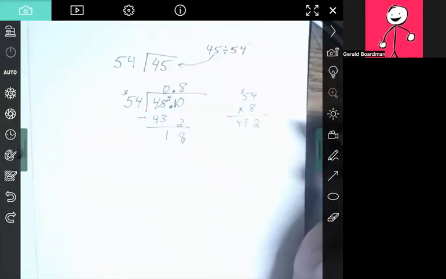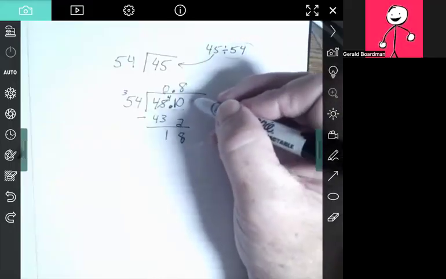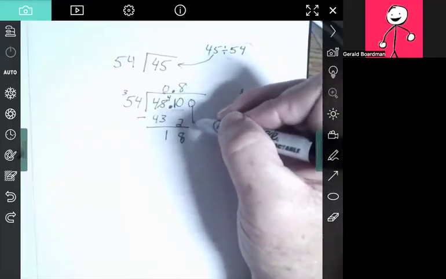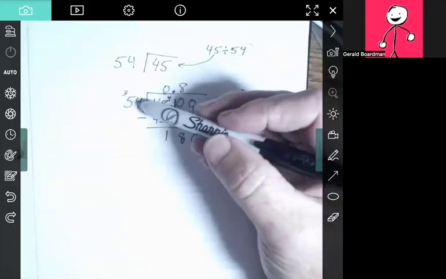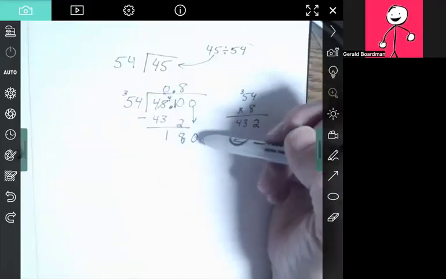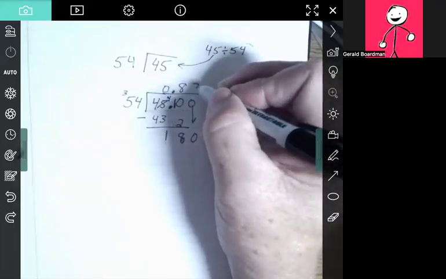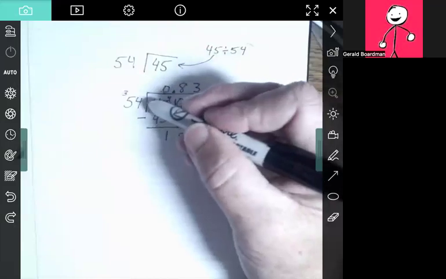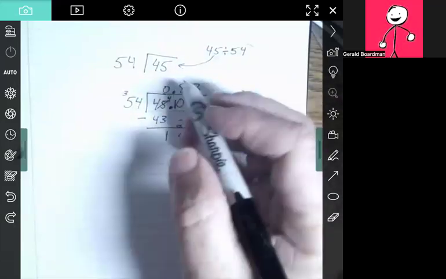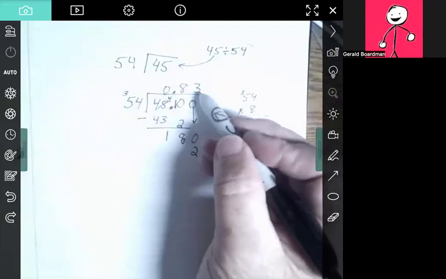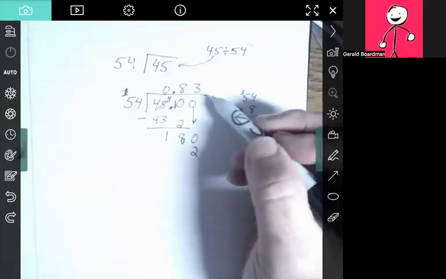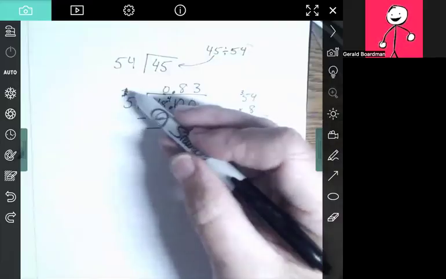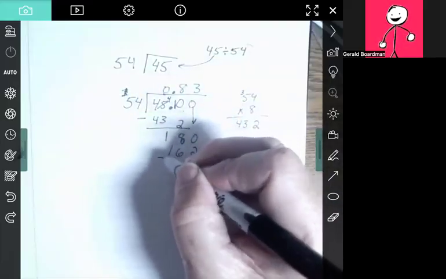We're going to go one more round on this. So we're going to add a 0 here and bring it down and make it 180. And we're going to say 54 times what gets me close to 180. Let's try 3 times 54. 3 times 4 is 12. See how I did just this number here? 3 times 4 is 12, and I put the 1 up here. Then 3 times 5 is 15, and 1 is 16.